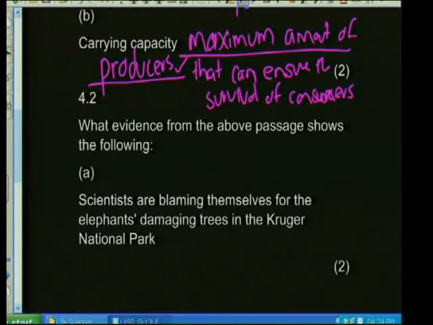Okay, now question 4.2, quite tricky-ish. What they are asking you for, let's quickly read through it. What evidence from the above passage shows the following? It's like English where they ask you to use a quote to justify your answer. So if we're going to look through the passage, what evidence says that scientists are blaming themselves for the elephants damaging trees in the Kruger Park? What it's basically saying there is the scientists recognized they'd made a mistake. Where in the passage does it acknowledge that they made a mistake?